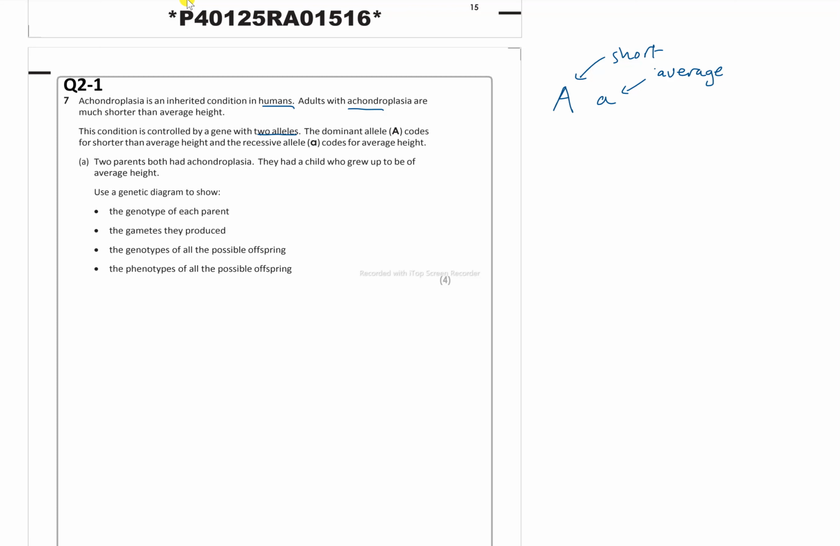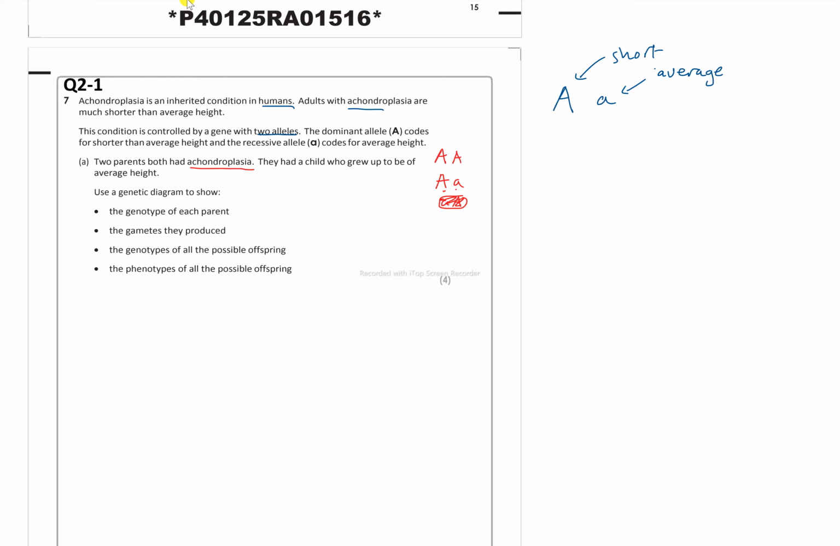Right. They had a child that grew up to be of average height. Okay. So look, there are two parents that had achondroplasia. Now the question is, did they have this genotype or did they have this genotype? It doesn't matter which way around it is. I could have put it this way.